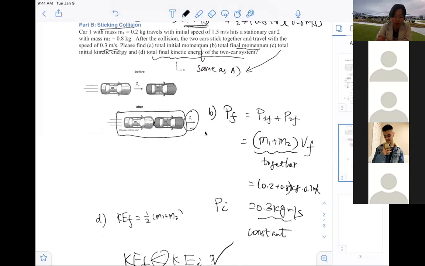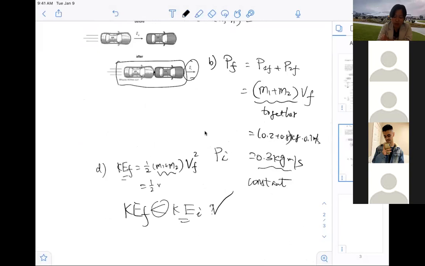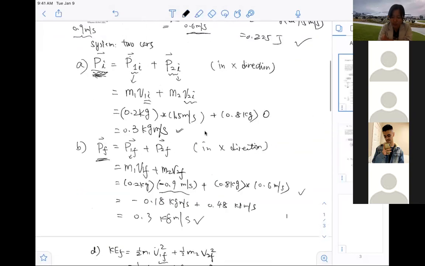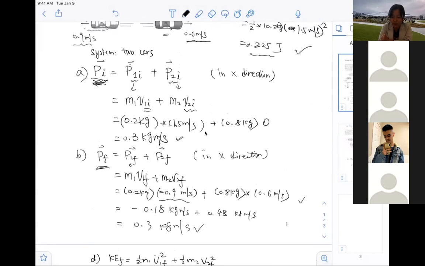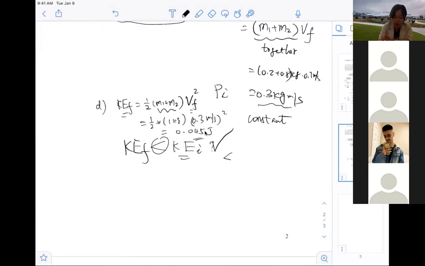You can look at the masses a little more carefully to see why, if they were not the same. To calculate the final kinetic energy, again, put M1 and M2 together because they are now one piece, V final squared. So M1 plus M2 is 1 kilogram. The final velocity is 0.3 squared. So you should get 0.045 joules, 0.045 versus 0.225. So this is much, much smaller than what you had before.